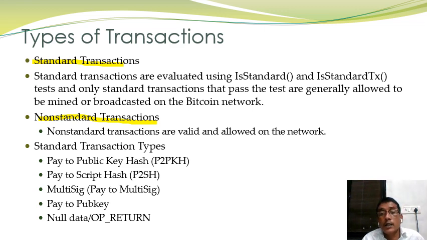You can see these are the different types of standard transactions. Pay to public key hash is one of the standard transactions. Then pay to script hash, then multi-signature, then pay to public key, then null data or OP_RETURN. There are five types of standard transactions.